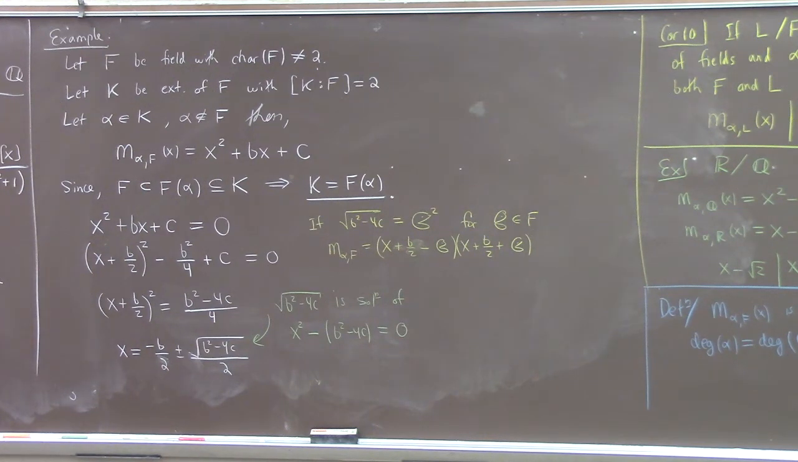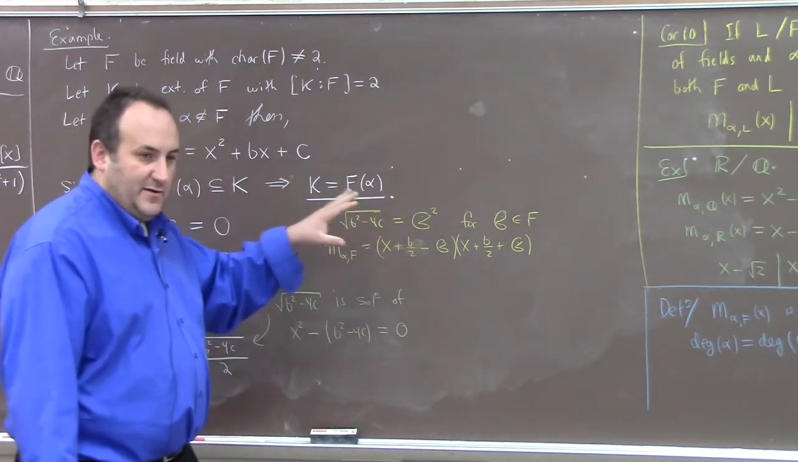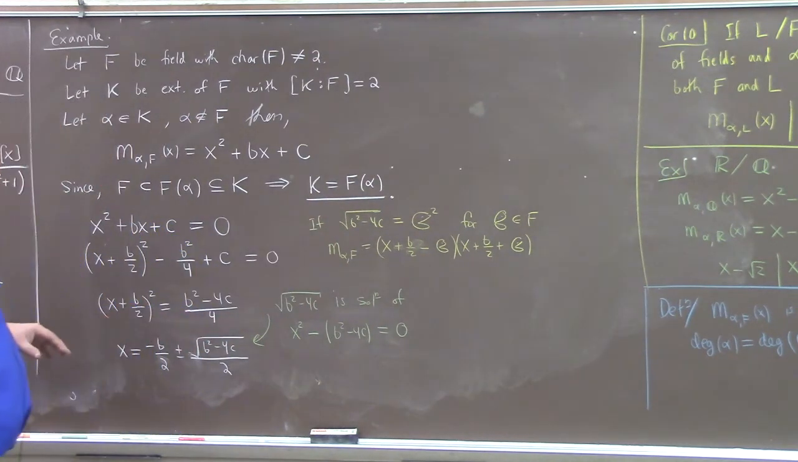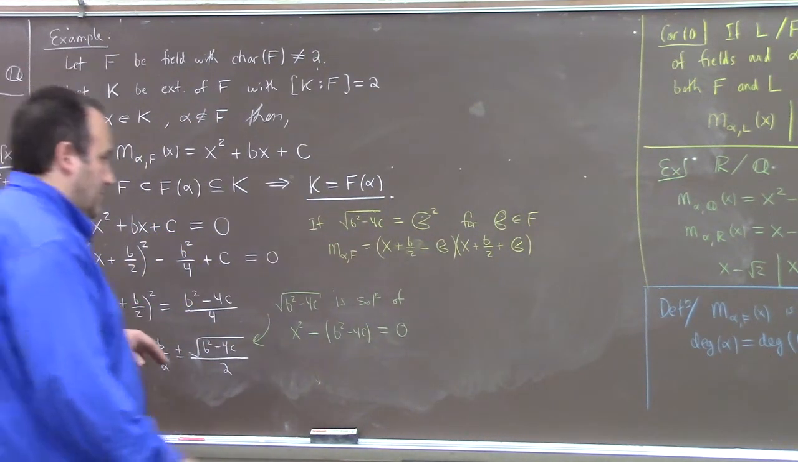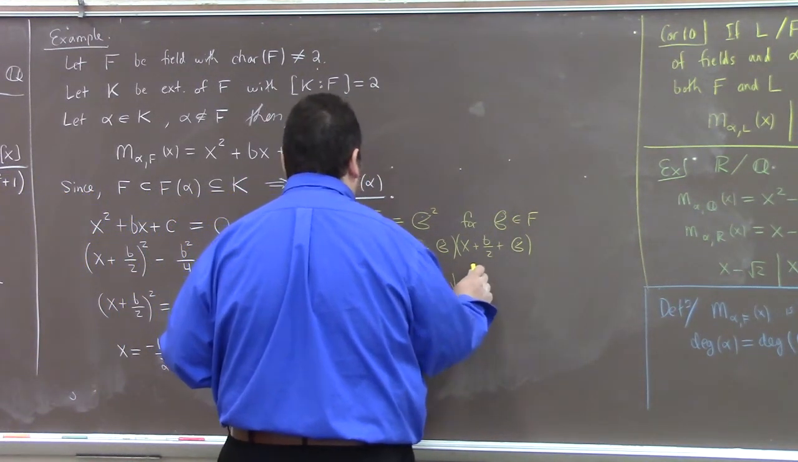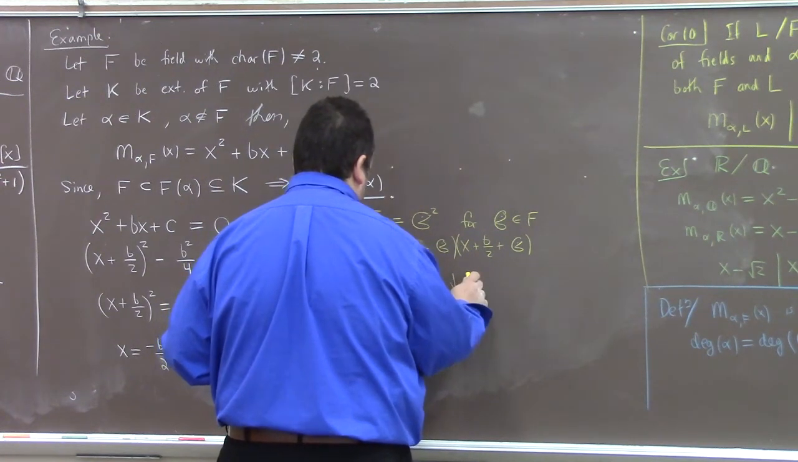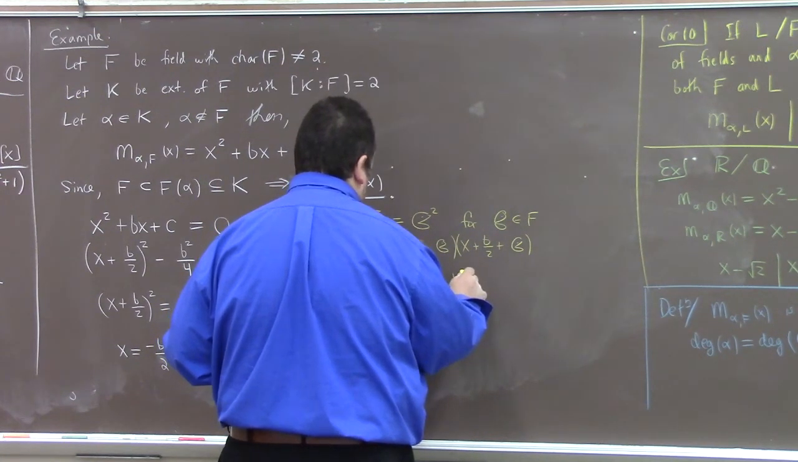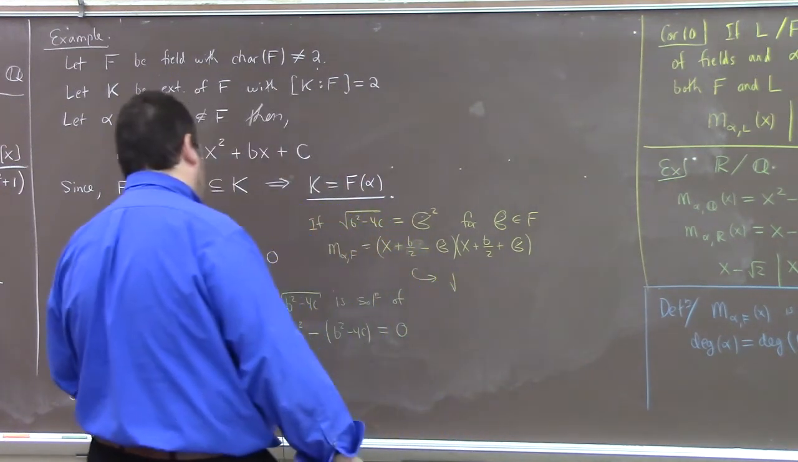Oops. Okay, so it must be the case, by assumption that this is the minimal polynomial, and again that alpha is not in F, it must be the case that the square root of b squared minus 4c is not equal to the square of an element in F. So, long and short of this is the square root of Pac-Man.